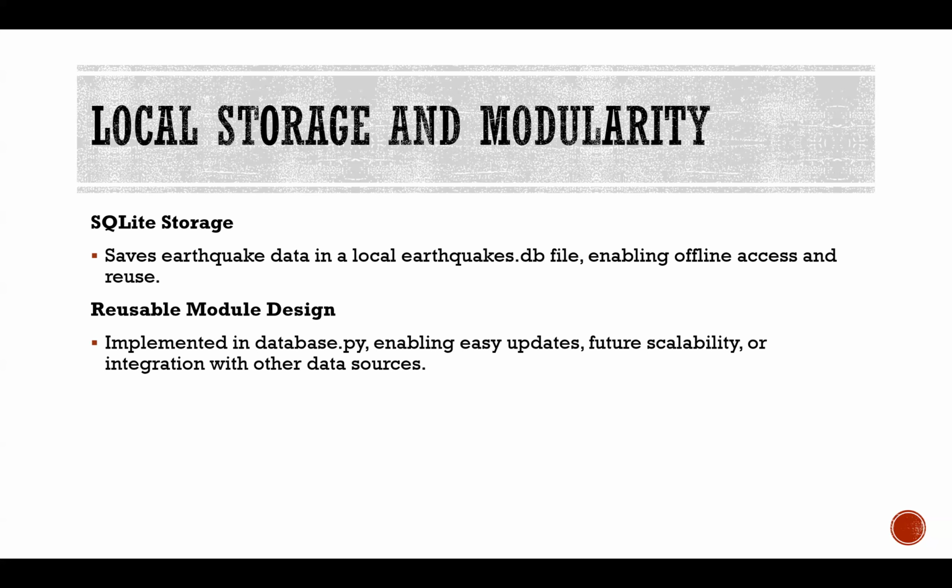In the next slide, we are going to discuss the various local storage and modularity implementations of our project. The first one is the SQLite storage implementation. This saves comprehensive earthquake data in a local earthquakes.db file, enabling complete offline access and data reuse without requiring external server infrastructure or internet connectivity. We did this to be beneficial for educational environments where internet access may be very limited or unreliable.